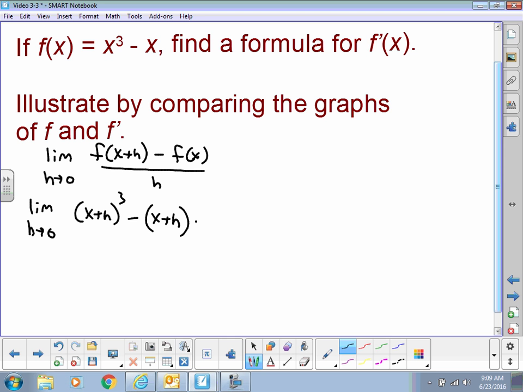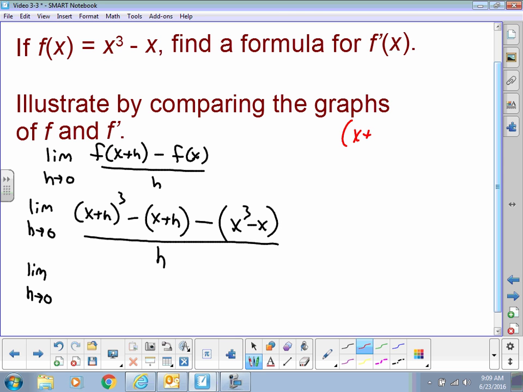And now minus f of x. Remember, if f of x is going to have more than one part, make sure you put it in parentheses. So we will have x cubed minus x all over 8. So we'll now have the limit as h approaches 0. I'm going to go off to the side, and we'll multiply out this x plus h 3 times.